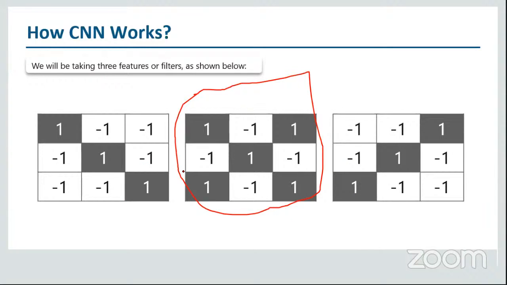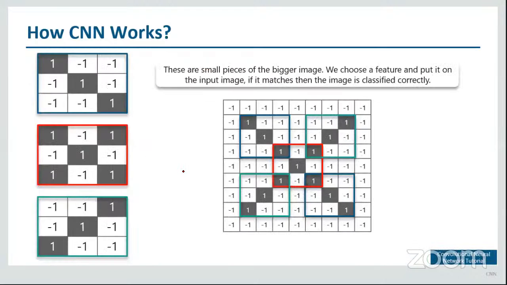Once I do this, what I try to do is put it in the same image. Now, these are the small pieces of the bigger image. We choose a feature and we put it on the image so that if it matches, then the image is classified correctly. Now, the red box here represents the red box. The blue outline box represents the blue outline box. The green outline box represents the green outline box.